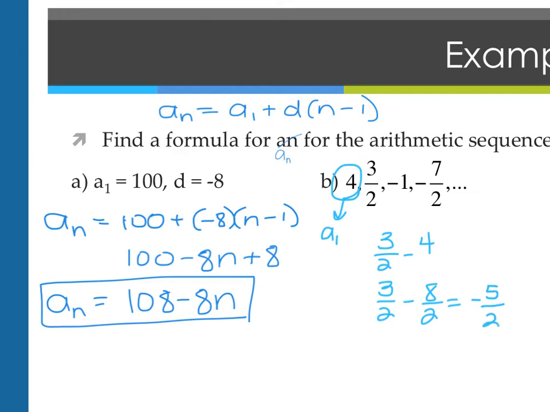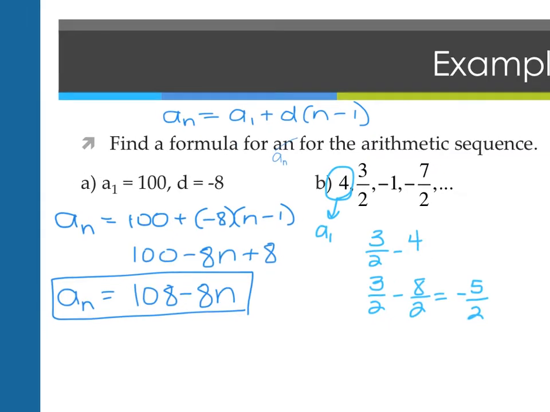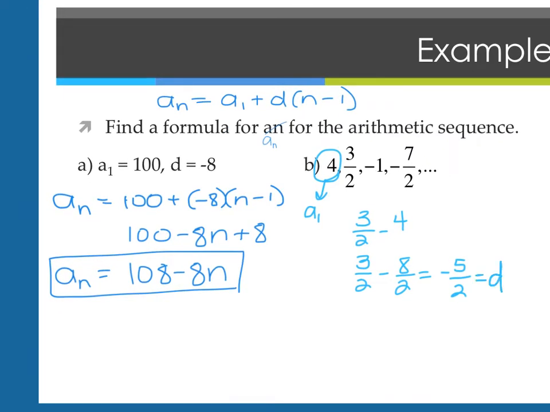Now, I only have to figure it out once because it's telling you it's arithmetic this time. But if you wanted to confirm it, you could do negative 1 minus 3 halves. You'd get the same thing. So this is now d.